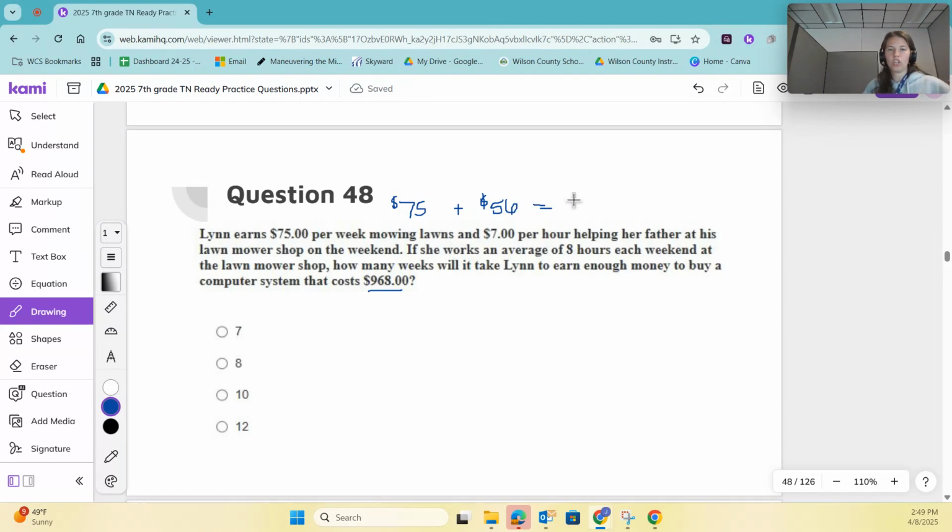Which means her total weekly allowance is going to be $131. And assuming she saves all of that money going towards her computer system, we would take 968 divided by the 131 per week, and that is going to tell us how many weeks it would take her to save. And it's going to be 7.389 weeks. So she won't have enough money at 7 weeks. She would have enough money at 8 weeks. So that would be our correct answer there. And that is questions 45 through 48.